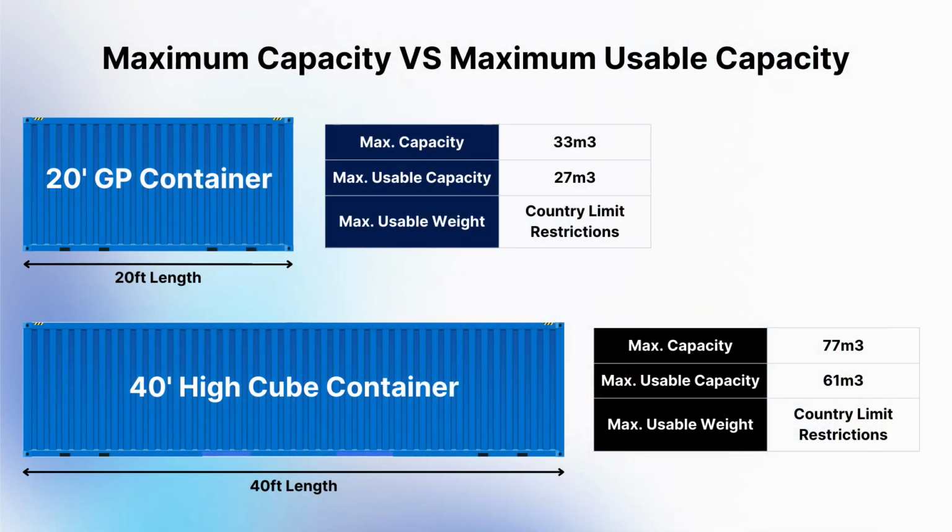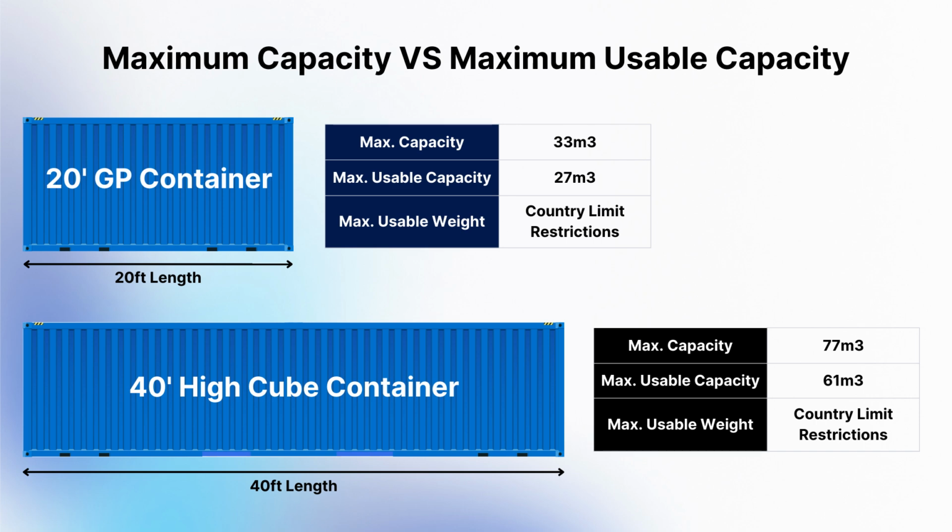When loading shipping containers, it's nearly impossible to utilize 100% of the shipping container's loading capacity. There will always be some empty space left in between the different packages. As a general rule, the maximum usable capacity of a shipping container is around 80% of the maximum capacity. For example, a 20-foot general-purpose shipping container can hold a maximum capacity of around 33 cubic meters. However, the maximum usable capacity is only around 27 meters cubed.